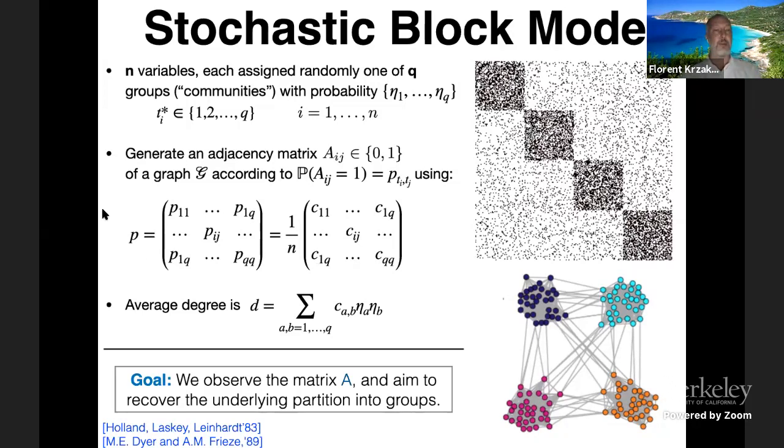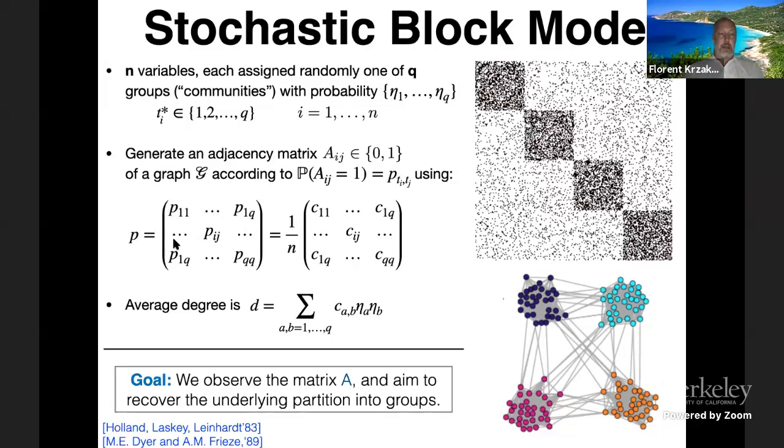All right, so here is the model. More formally, we have n variables. Each is assigned one of the Q groups, or Q colors. It's easier to think about colors. So the t_i can take values from 1 to Q, with i going from 1 to n. Once you have these colors, or this assignment, you generate an adjacency matrix according to these probability rules. You put a link between i and j with probability p of t_i, t_j, depending on their colors. The model is set up by this probability matrix, which gives you the probability that there is a link between group 1 and group 1, between group 1 and Q, and so on.